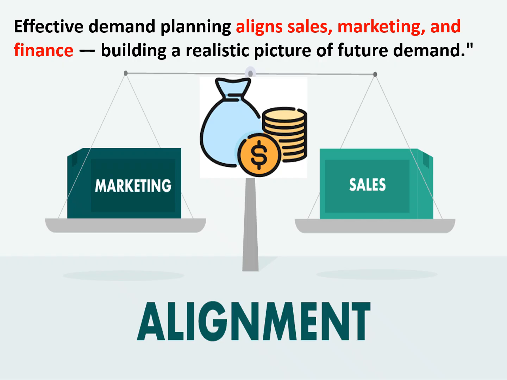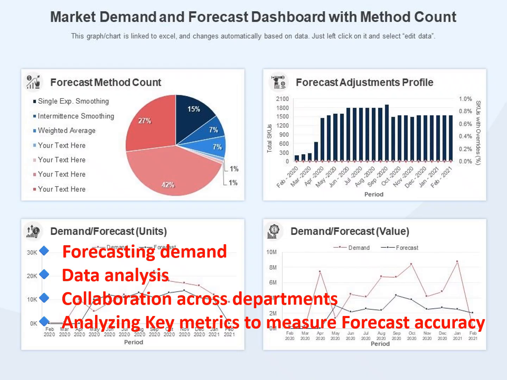Effective demand planning aligns sales, marketing, and finance, building a realistic picture of future demand. Demand planning consists of forecasting demand, data analysis, collaboration across different departments, and analyzing key metrics to measure forecast accuracy.